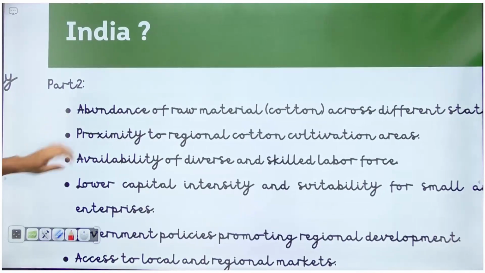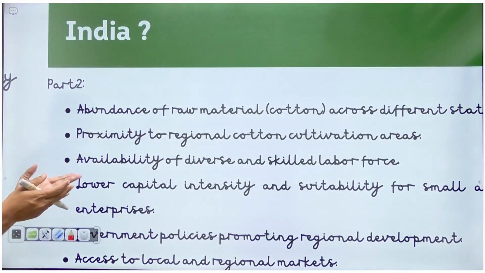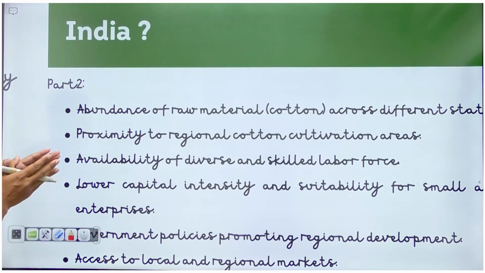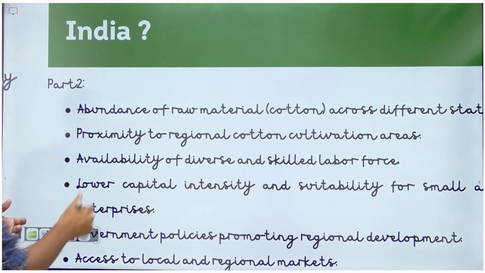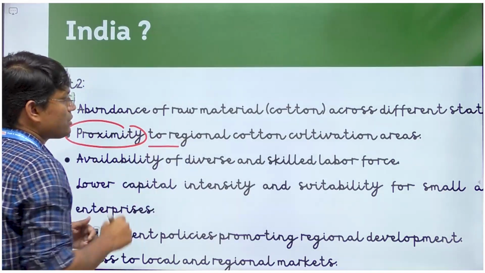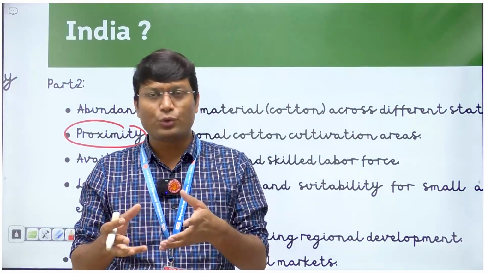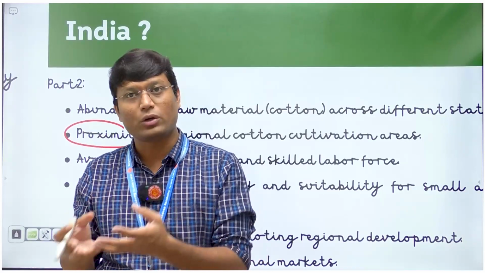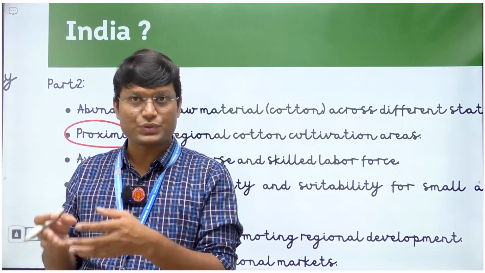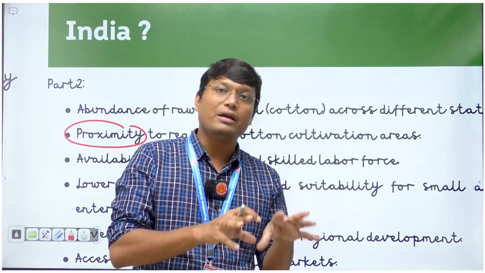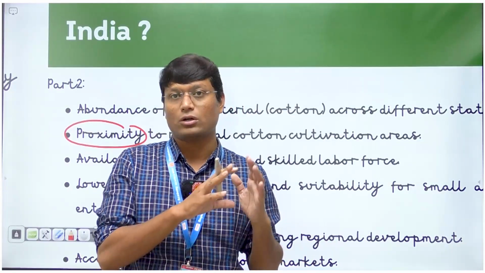Then, if you look at the location of cotton textile industry, there are two locations which you can find. There can be a location which is proximal, or near to the cotton producing area. Now, it's a footloose industry. So it can either be located in and around the cotton producing area, or it can be away from the cotton producing area.